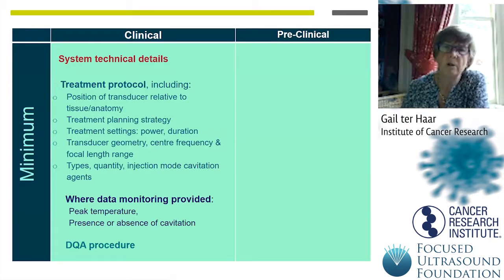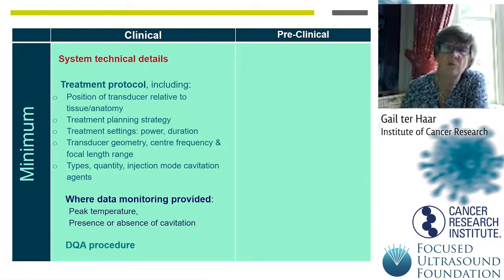The minimum level, and as I said, this should be for clinical units only. We need to know about the treatment protocol. So where is the transducer, its position relative to the tissue or anatomy being exposed? What is the treatment planning strategy? What are the treatment settings? Information about the transducer geometry and its centered frequency and its focal length, for example.